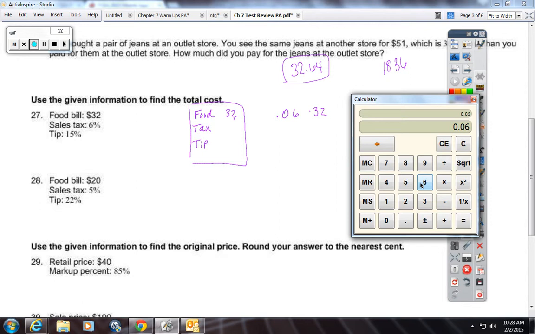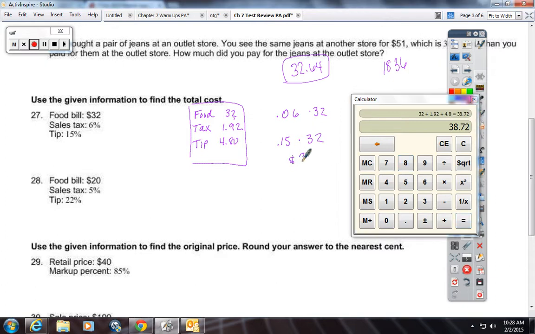Now the tip is 15%, so I'm going to take 0.15 times 32, which equals $4.80. So when I add all that up, I'm going to pay $32 for the food, $1.92 for the tax, $4.80 for the tip. So my total bill is going to end up being $38.72.